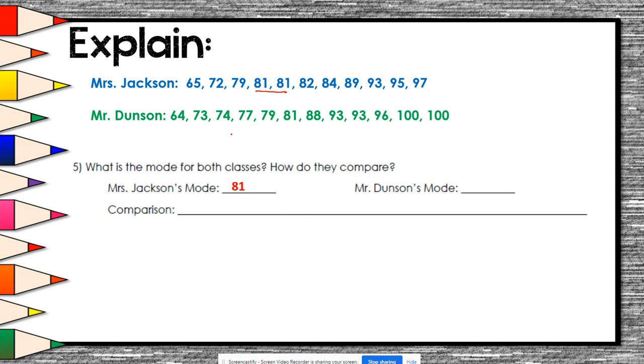When I look at Mr. Dunson's data set, all of the numbers occurred once, but then you have 93 occurring twice and 100 occurring twice. Well, those both occur twice, so we would say that those were both the mode. When I compare Mr. Dunson's mode to Miss Jackson's mode, both of those numbers are greater than Miss Jackson's mode. So I would say Mr. Dunson has a greater mode than Miss Jackson. The thing about a mode is that it doesn't necessarily tell us much in way of comparing the two data sets, but we can just say that his mode is greater.